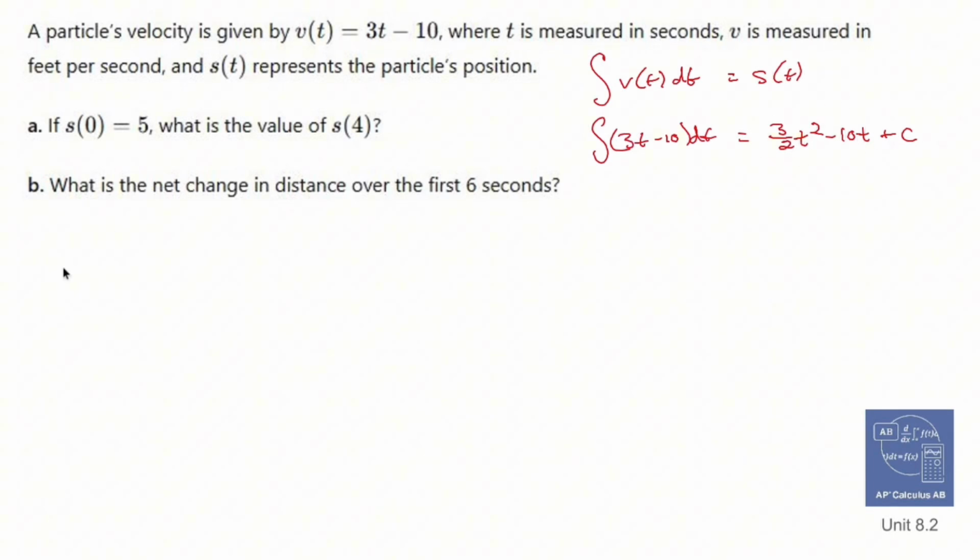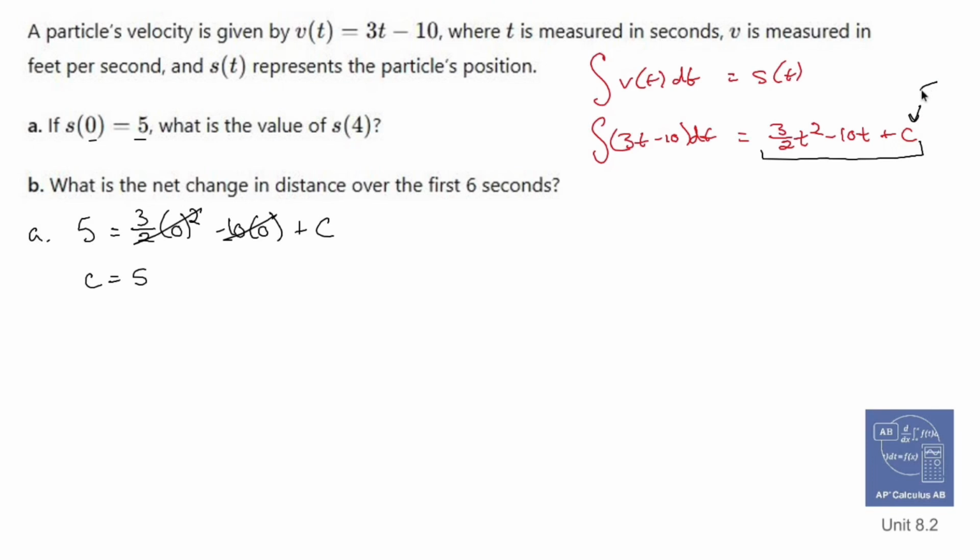Now part A, I have to find out what c is because it's giving me this initial condition that when I have 0, I get 5. So I'm going to set it equal to 5 and say 3/2 times, let's replace t with 0, so 3/2 of 0 squared minus 10 times 0 plus c. Nice, c is 5. Now that's not me being done. That's just me saying now I have myself an integral, c is going to be 5.